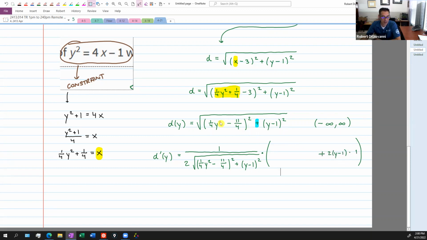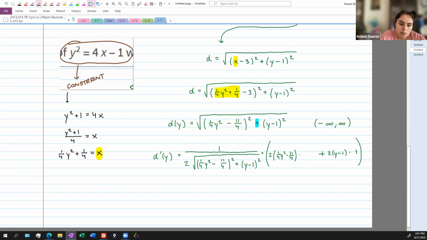There's a 2 here, so bring the 2 out. We have 2 times 1/4 y squared minus 11/4. That's the 2 coming out, this to the first power. Now the derivative of what's in here. What's the derivative of what's in here? 1/2 y. Half y. That's not that bad, right? I know it still looks horrible, but it's not that bad. Let me see if we can clean this up.